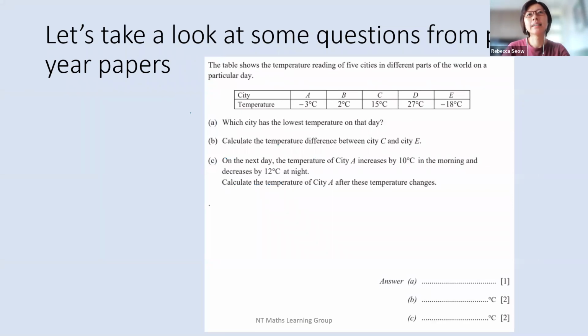Next. The picture shows the temperature reading of 5 cities in different parts of the world on a particular day. Which city has the lowest temperature on that day? So again, let's look for the smallest number and if possible, any negative sign. So we have negative 18. This would be the one with the lowest temperature. So it will be city E.